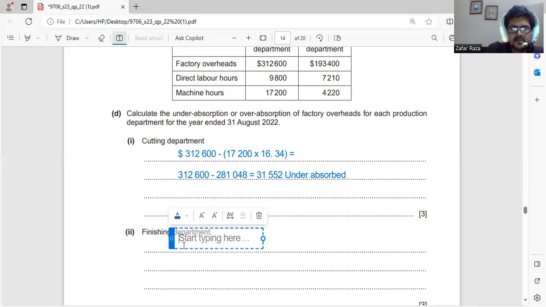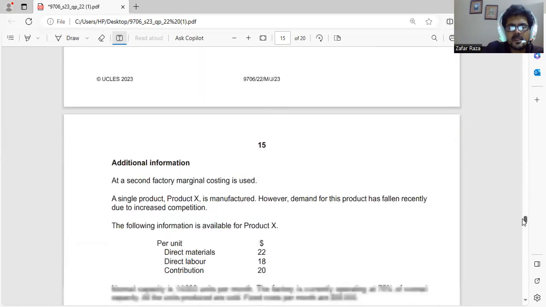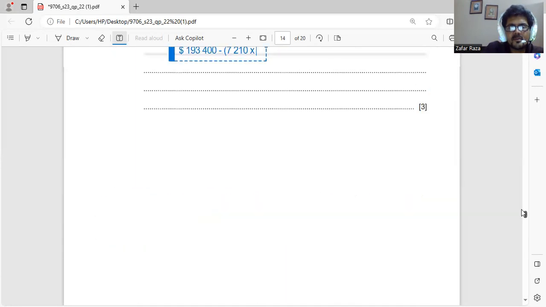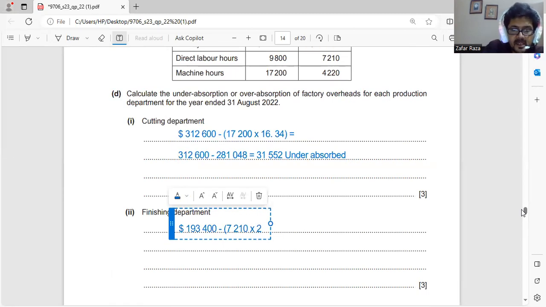Now finishing department. Dollar 193,400 minus labor hours 7,210. Okay, in the bracket, 7,210 multiply by the rate. How much was the rate there? 27.20.